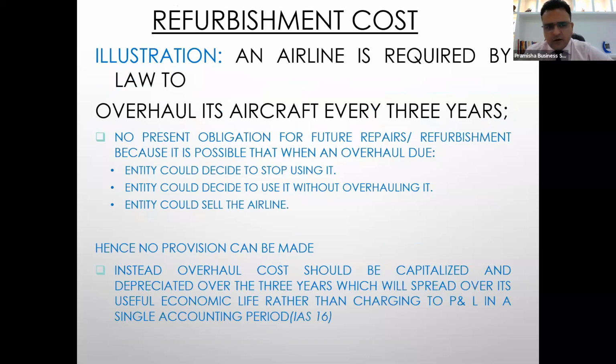An airline is required by law to overhaul its aircraft every 3 years. Now there is no refurbishment cost, as I said, that if you plan to do something, there is no present obligation for future repairs or refurbishment, because it is possible that when an overhaul is due, you may sell that asset, you may decide to stop using it, or you may decide to use it without even overhauling it. So overhaul cost is not a provision. There is no obligation as a result of a past event. You may incur that overhaul cost if you wish to maintain your aircraft's capacity. If you do not wish to maintain your aircraft's capacity, you may not get into it. So overhaul should not be confused with creation of a provision. Overhaul is an asset which depletes in value.